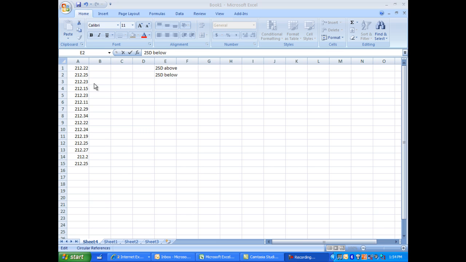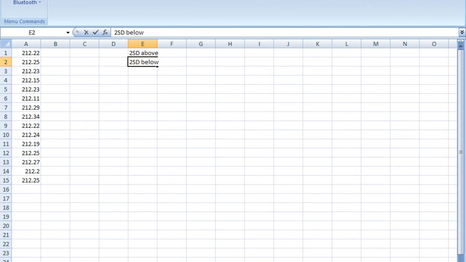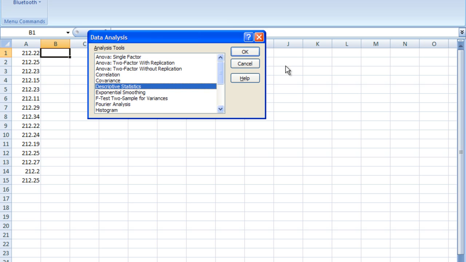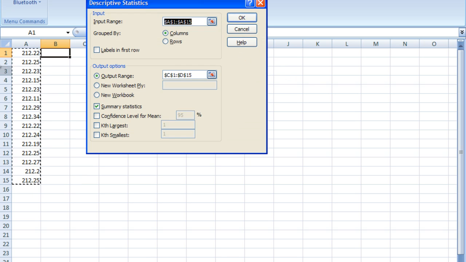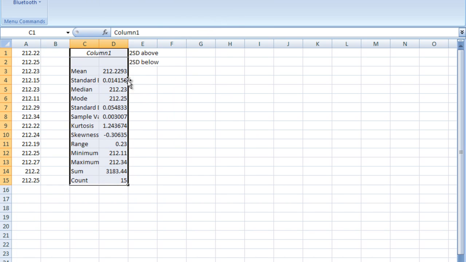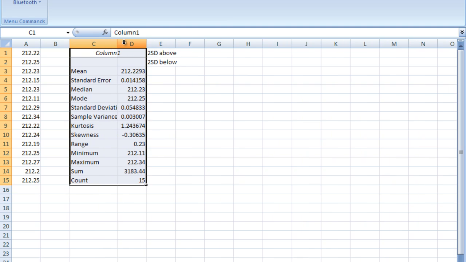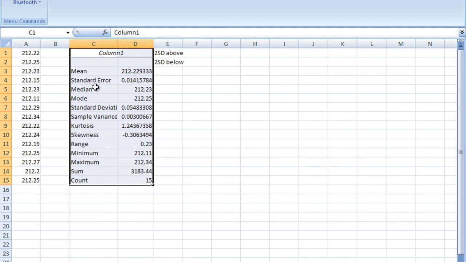So anyway, the first thing I want to do is some summary statistics here. As we did in Module 1, we'll do the data analysis, do descriptive statistics, make sure your 15 values are highlighted, summary statistics clicked on, and there you go. You've got your summary statistics there.